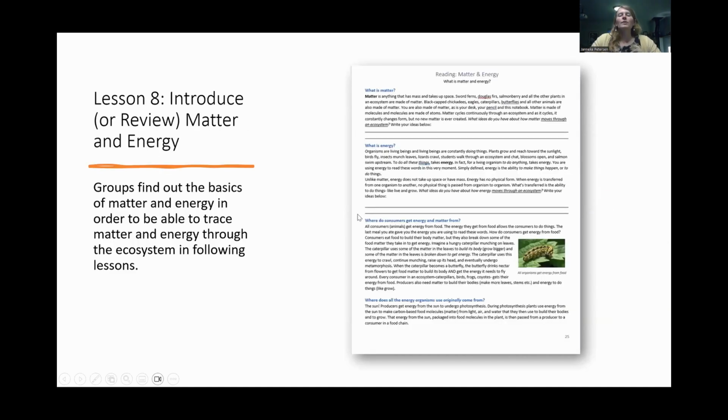Okay, so lesson 8 is pretty simple. The groups just find out the basics of matter and energy by doing a reading in order to be able to trace matter and energy through the ecosystem in following lessons. So this lesson is just an introduction or review to matter and energy.